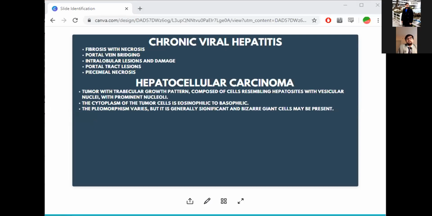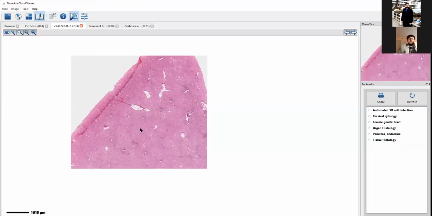For this, let's look at what's the information that we need to look at. Remember, chronic viral hepatitis is a consequence of acute viral hepatitis, which has not been treated, right? So here you will see the same thing. There is fibrosis with necrosis. There's portal vein bridging, like I explained previously. There is intralobular lesion and damage, portal tract lesions, and piecemeal necrosis. Okay? Now, what do all these terms mean? In order to understand this, let's go back to the slide. So, this is what viral hepatitis looks like.